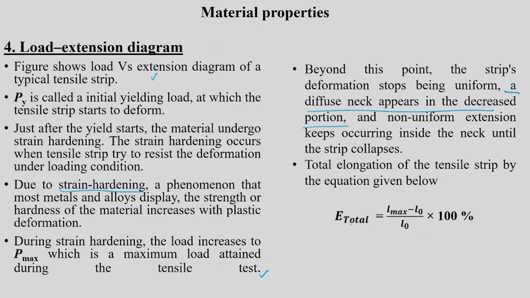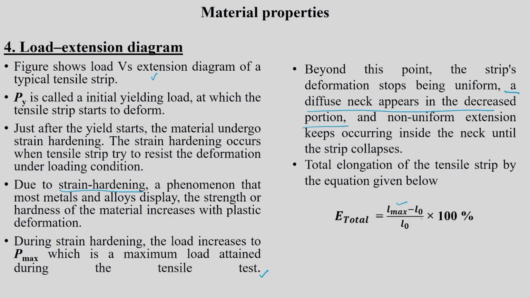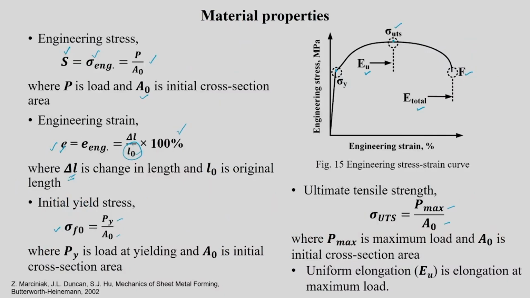I have noted down here, it is nothing but L max minus L naught divided by L naught into 100. What is L max? L max is the gauge length once it is fully fractured, say for example 75. Okay, 75 minus 50 divided by 50. So, that is going to give you your E total, and for EU, it is the same formula, only thing is you need to know what is the extension at which this EU has to be referred to. So, for that you need to know what is UTS and the corresponding length of the sample. So, that length minus L naught divided by L naught, that will give you EU.